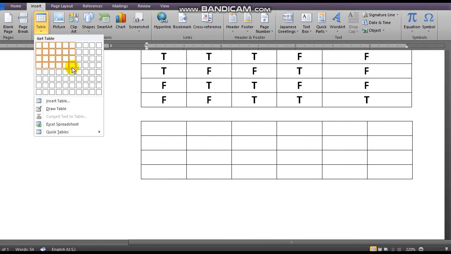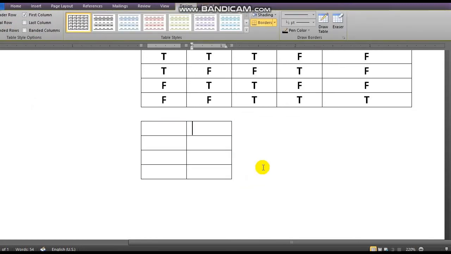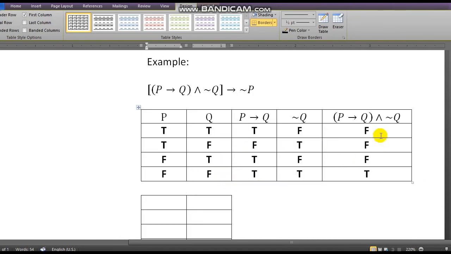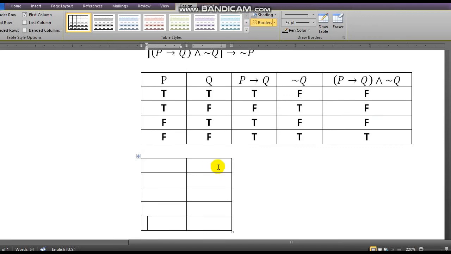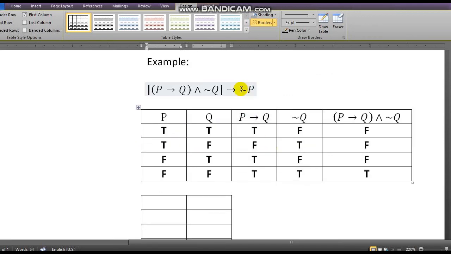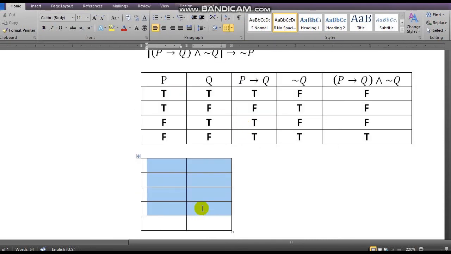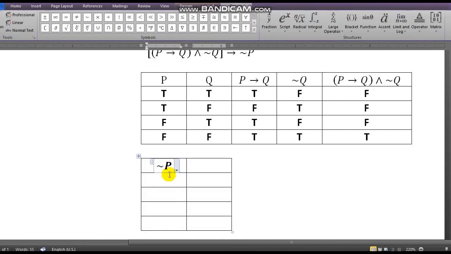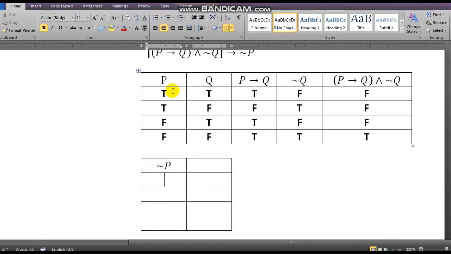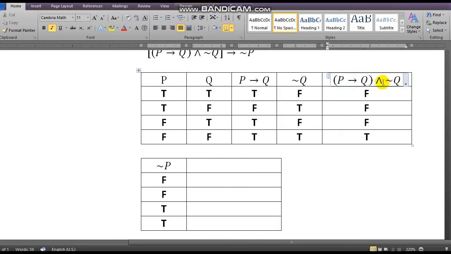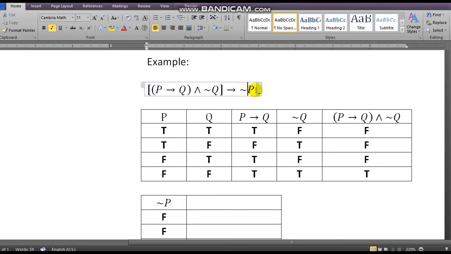Now that we have P implies Q and not Q, before we can have the entire statement, let's have first the not P. If P is true, then not P is false. If it's false, then it's true. So false, false, true, true. Now we have P implies Q and not Q, and we also have not P. Let's have the entire statement together.